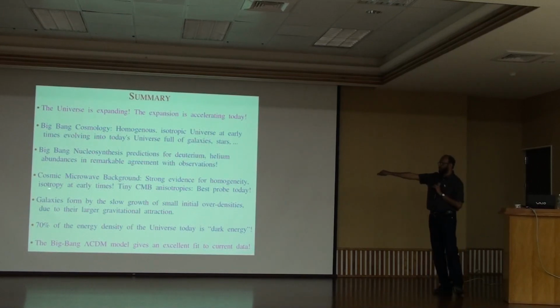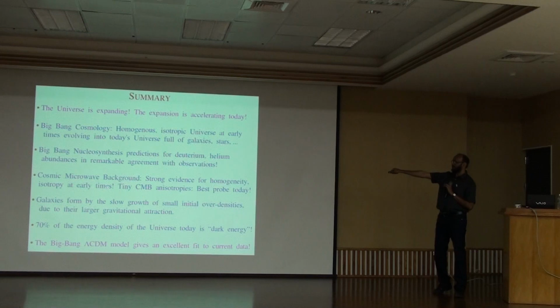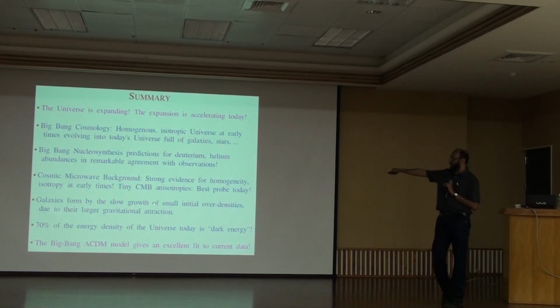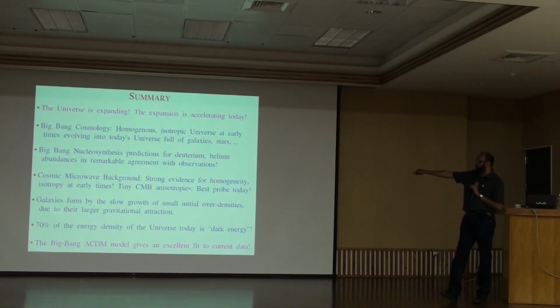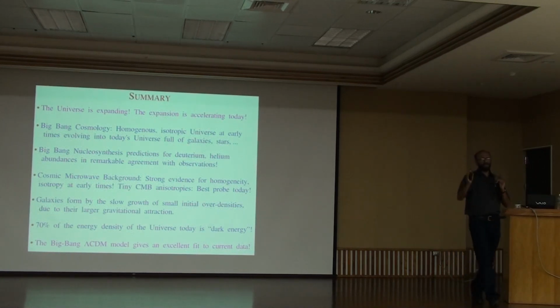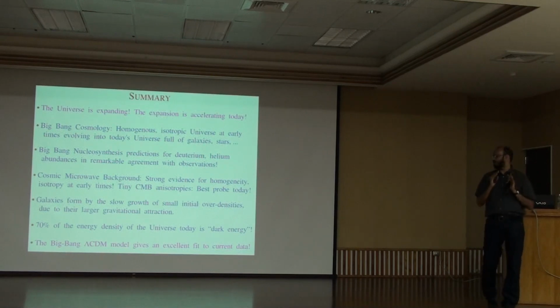Spectacular evidence of homogeneity and isotropy, 1 part in 10,000 at early times, and those tiny little CMB anisotropies which grow into today's galaxies. The galaxies form by small growth of these tiny inhomogeneities, these tiny overdensities, because of the laws of gravitational attraction. 70% of the energy density of the universe today is dark energy, which we know nothing about, and which is going to be an active area of research in the next few decades.